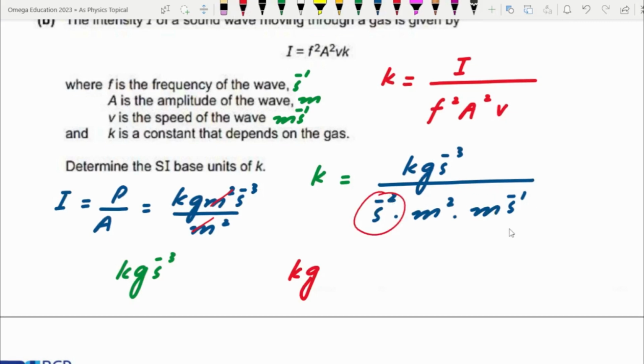Then s power minus 3 would be cancelled out by s power minus 3 from the numerator. And if you combine these meters, what do you get? You get meter raised to the power 3, or cubic meters, in the denominator. If you shift it upwards, you'll be left with kg m minus 3. So the final base units of this quantity K would be kg m minus 3. What quantity is that? That is your density, mass per unit volume.